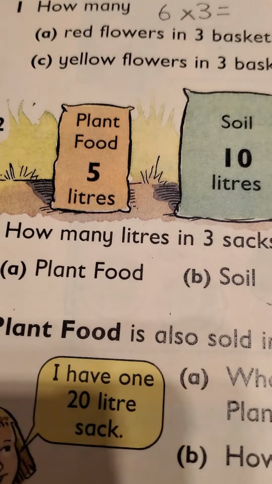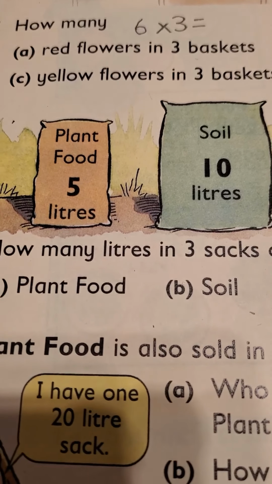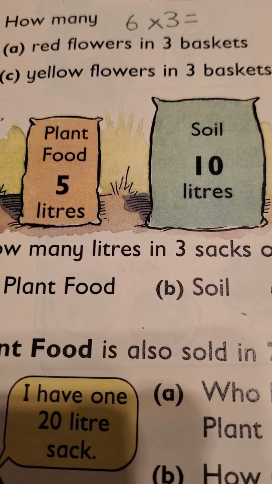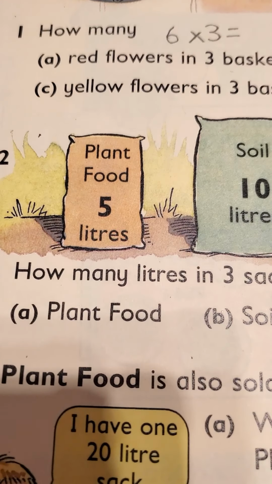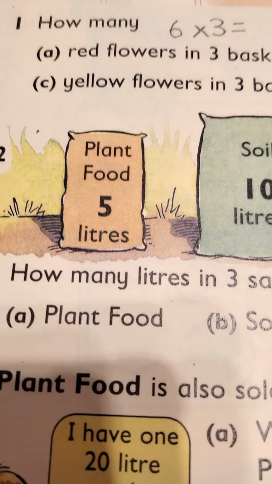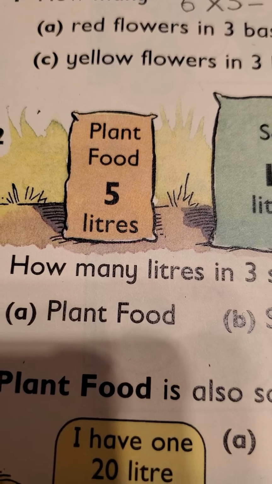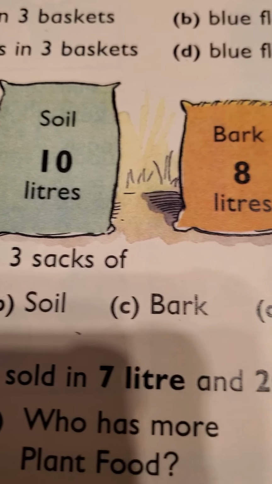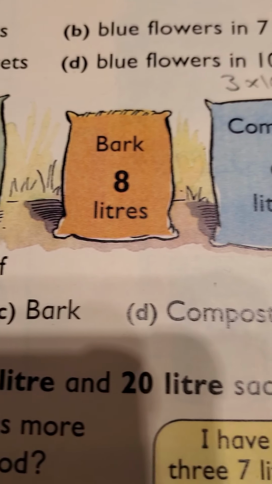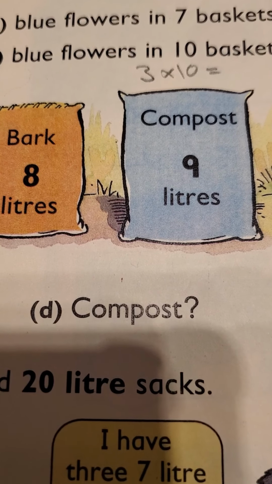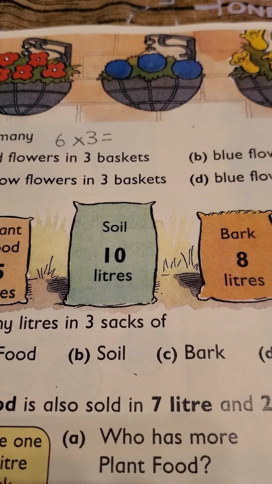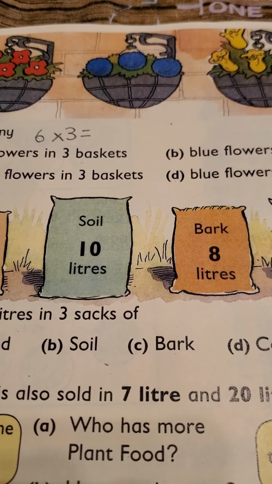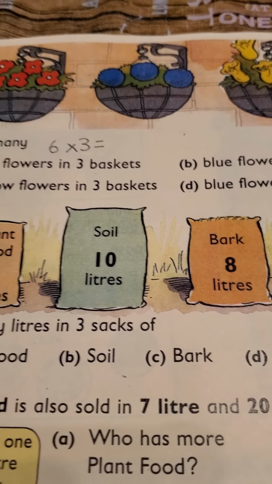And the question asks you how many litres would be in 3 bags of each. So how many litres of plant food would there be if you had 3 bags? 3 times 5. 3 times 10. 3 times 8. And 3 times 9. So again, use your 3 times tables to help you find the answers.